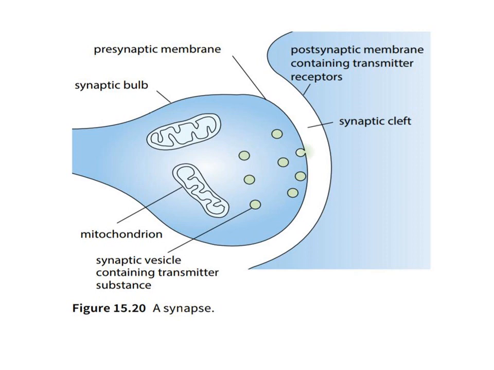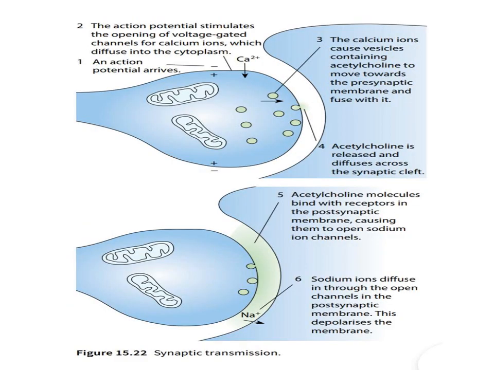Once the impulse reaches the knob of an axon or the bulb of an axon towards its terminal part, it allows the fusing of certain vesicles towards the membrane of the axon, which then releases its content into the synaptic cleft, and those chemicals or signals are then bound to the postsynaptic membrane. Let me try to explain synaptic transmission in steps.